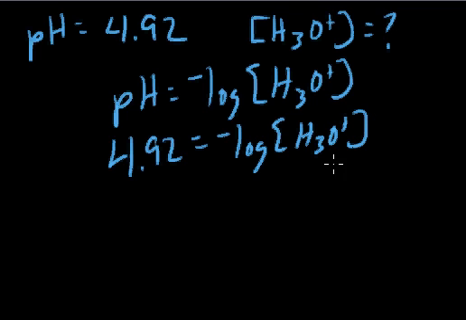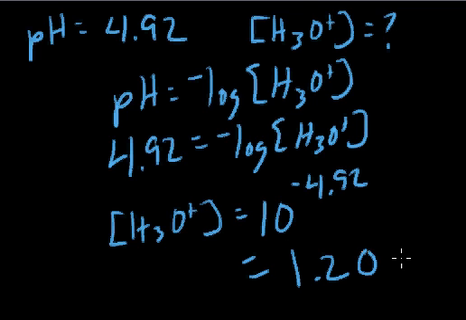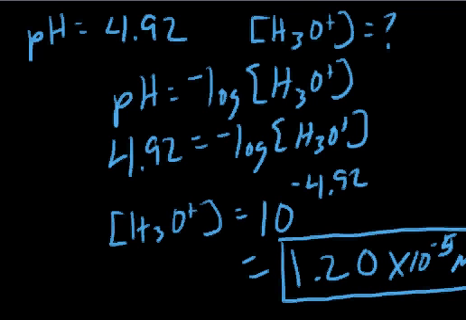And when we rearrange this equation like we did in the previous example, when we put the negative on the other side and take the inverse log, we get the hydronium concentration is equal to 10 to the negative pH. And so when you solve this on your calculator, you get your hydronium concentration to be 1.20 times 10 to the negative 5 molar. And that's our hydronium concentration. And inverse logs can be a little tricky, but as long as you're careful with your math, you can solve for those hydronium concentrations without too much difficulty.